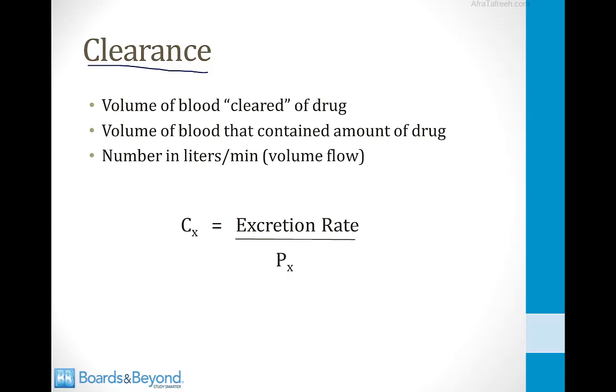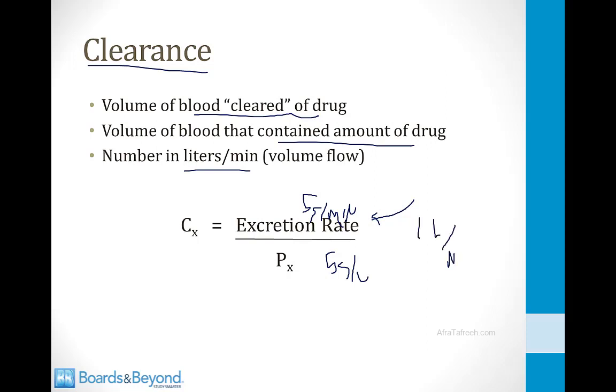So back to our slide, clearance represents the volume of blood cleared of a drug. It's the volume of blood that contained the amount of drug that the kidneys removed. It's a number in liters per minute or volume flow that the kidneys are clearing. And we can calculate it by taking the excretion rate, for example, 5 grams per minute, if that were the excretion rate of a drug, and then dividing it by the plasma concentration. For example, if the plasma concentration were 5 grams per liter, we could put that on the bottom, and then we divide these two numbers, and we would get a clearance rate of 1 liter per minute for drug X by the kidneys.